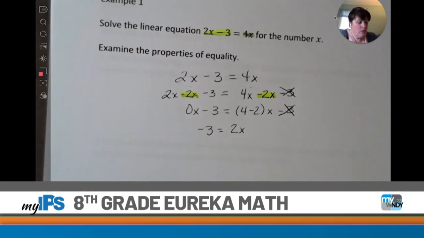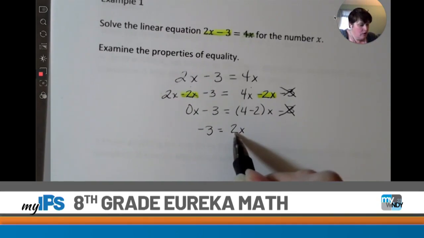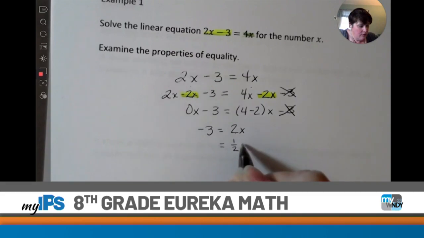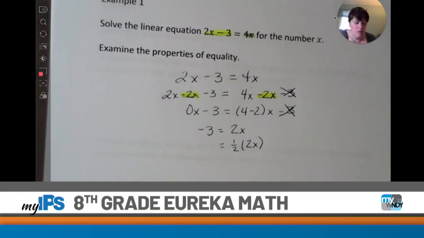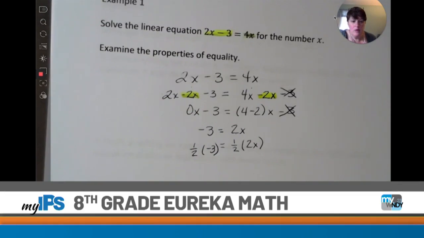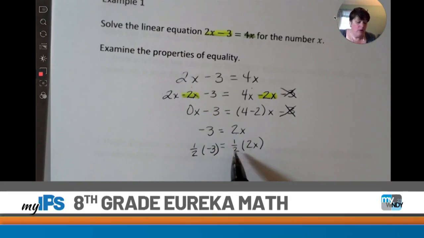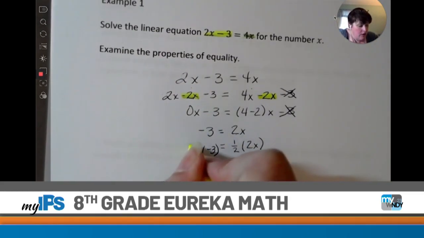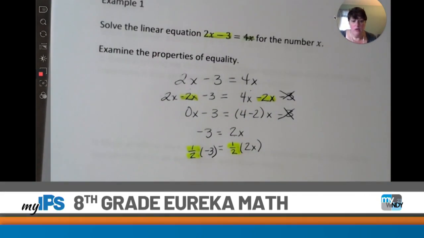So the reciprocal of 2 is 1/2. So that means I'd have to multiply it by 1/2. So 1/2 times 2x. Well, if I multiply this by 1/2, then I have to multiply the other side by 1/2. So 1/2 times -3. What property did I use? I used the multiplication property of equality because I'm multiplying both sides by 1/2. Again, if you take a look, here's the 1/2 and it's on both sides of the equation.